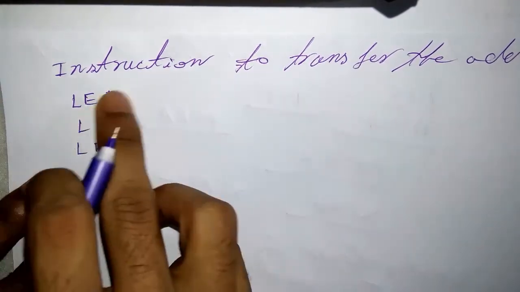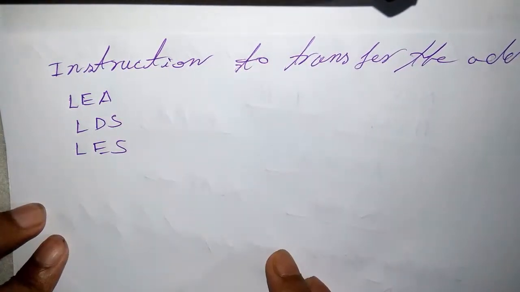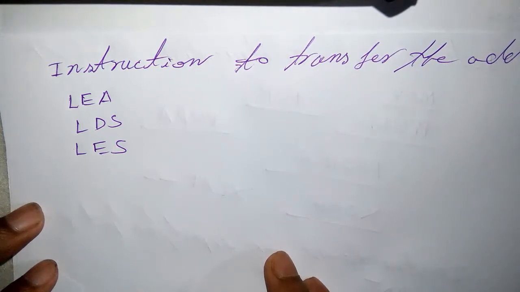Okay, LEA is used to load the address of an operand into the provided register. And next one, LDS, is used to load the DS register and another provided register from memory. And LES is used to load the ES register and another provided register from memory.